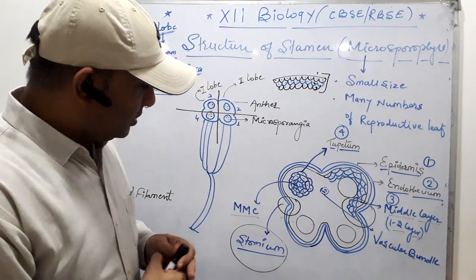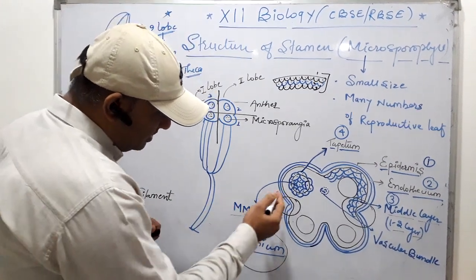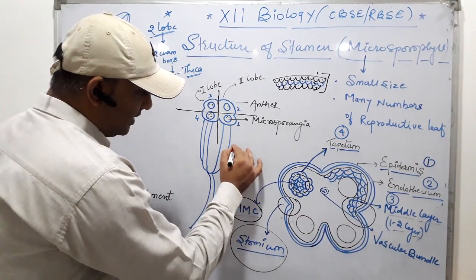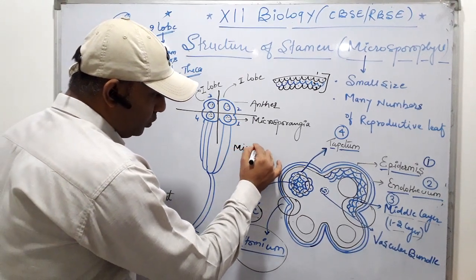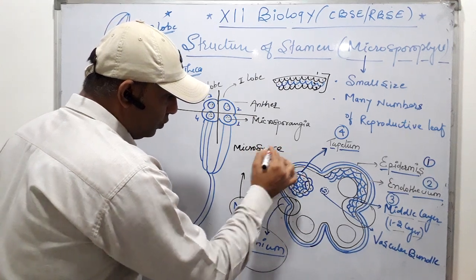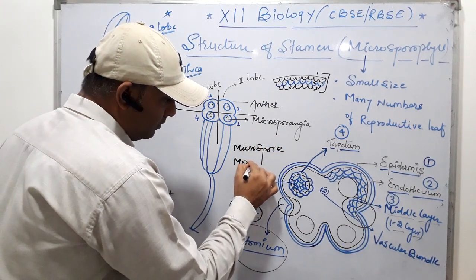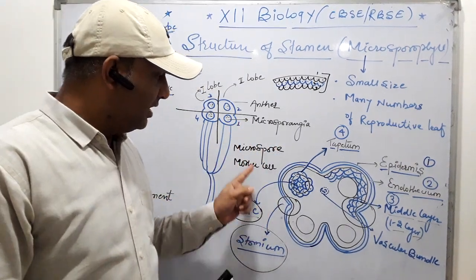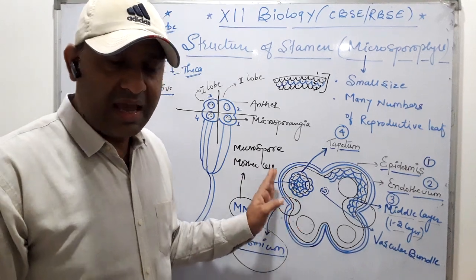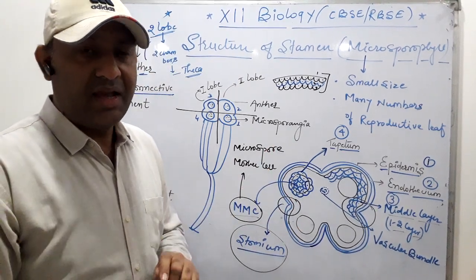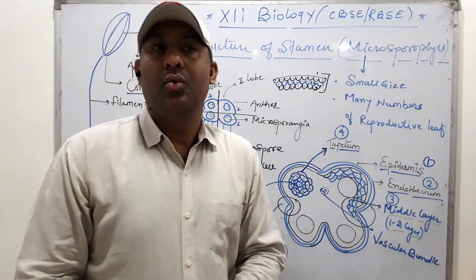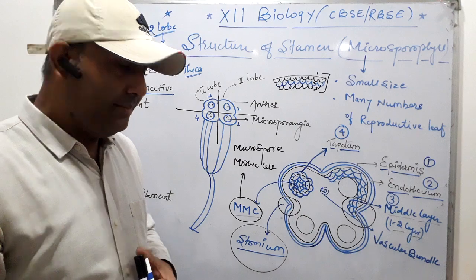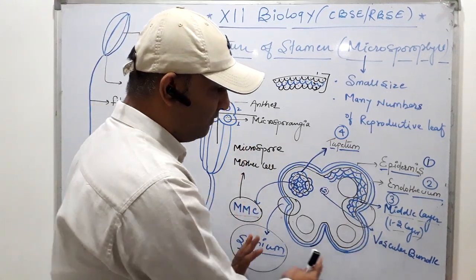Next is the innermost structure. The innermost structure consists of the MMC, also called the microspore mother cell. These microspore mother cells undergo meiotic division and produce microspores, and each microspore develops into a pollen grain. So this is the process of gametogenesis. So this is the structure of the anther.